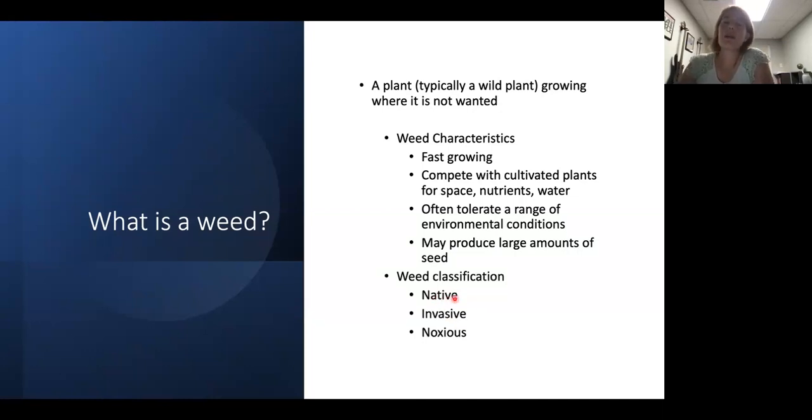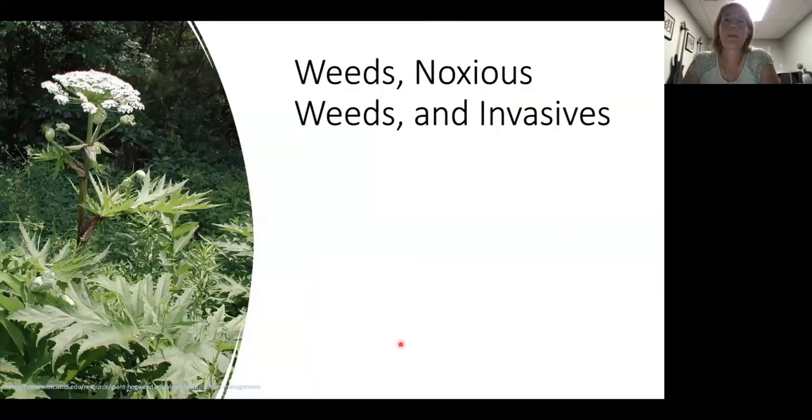And native weeds, like I don't like poison ivy growing in my yard. So in my yard, it's a weed, but it's native. And I know it has a purpose, so I'll let it grow other places. But what we worry about are invasive and noxious weeds. These are plants that are not native to Maryland, and they can actually outcompete our native plants.